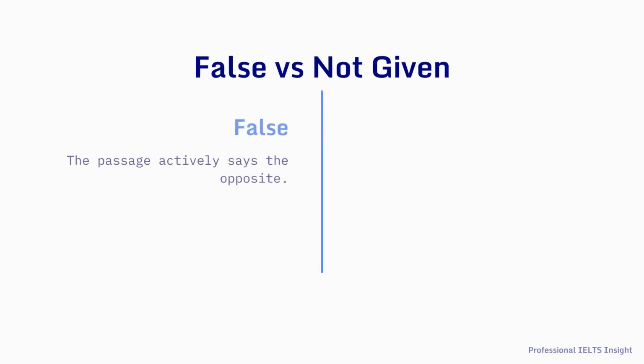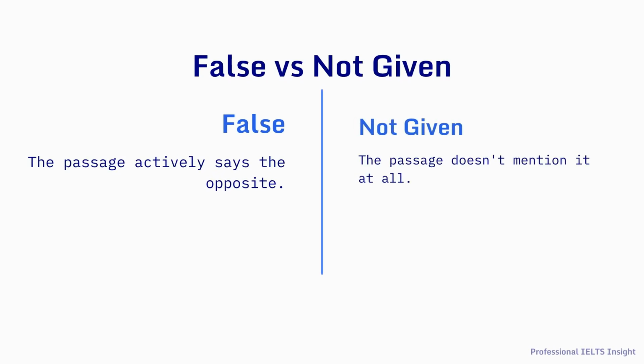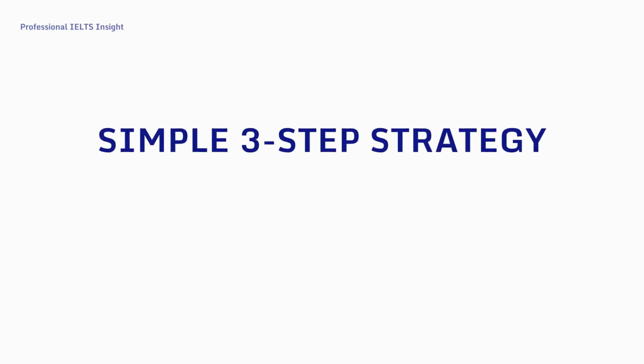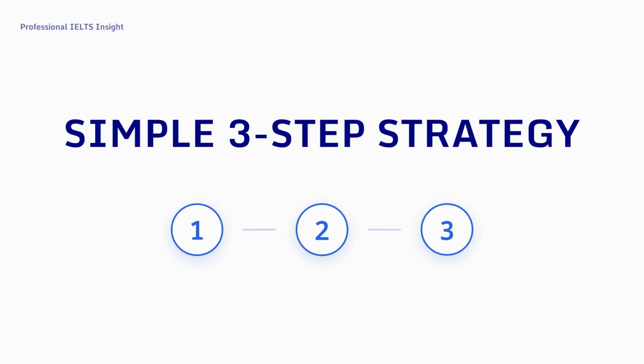The biggest mistake IELTS students make is confusing false with not given. This happens to everyone. Here's an easy way to remember the difference. False means the passage actively says the opposite of the statement. In other words, you can find a specific sentence that proves the question is incorrect. Not given means the passage doesn't say anything about it. There is no proof one way or the other.